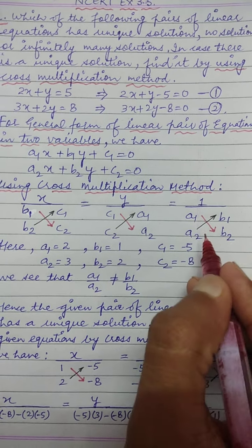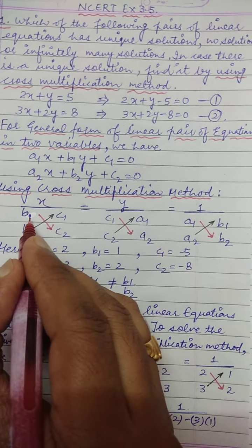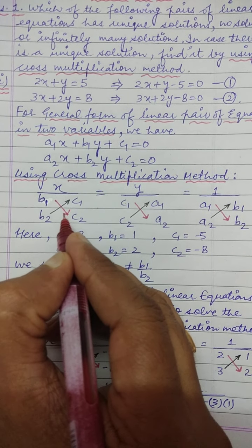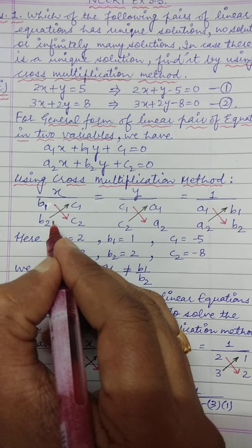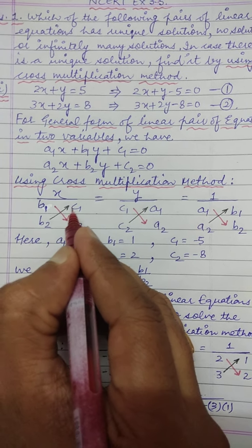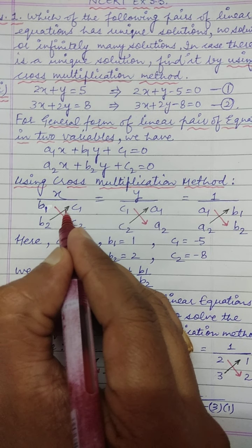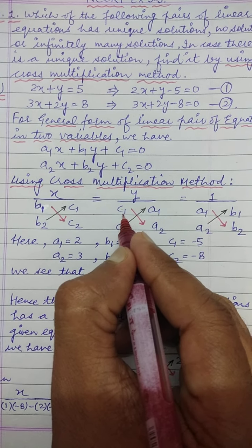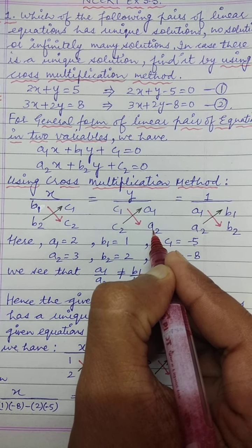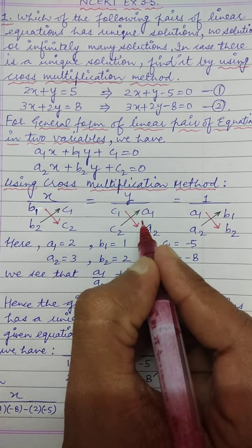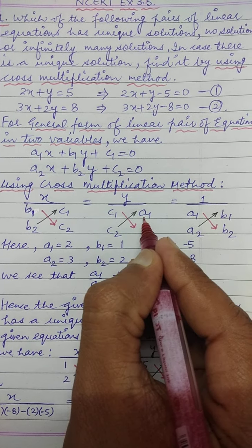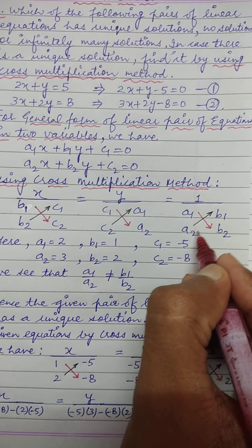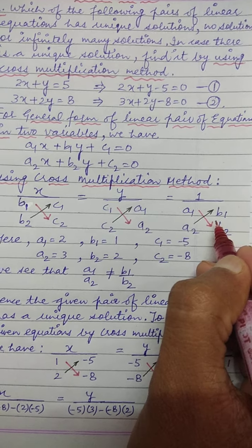So what we do, first we multiply b1 c2, which I have indicated by red color, then subtract the product of b2 c1, which I have indicated in black color. Here also we first take the product of c1 a2, then we subtract the product of c2 a1. Here also, first we take the product of a1 b2 and then we subtract the product of a2 b1.